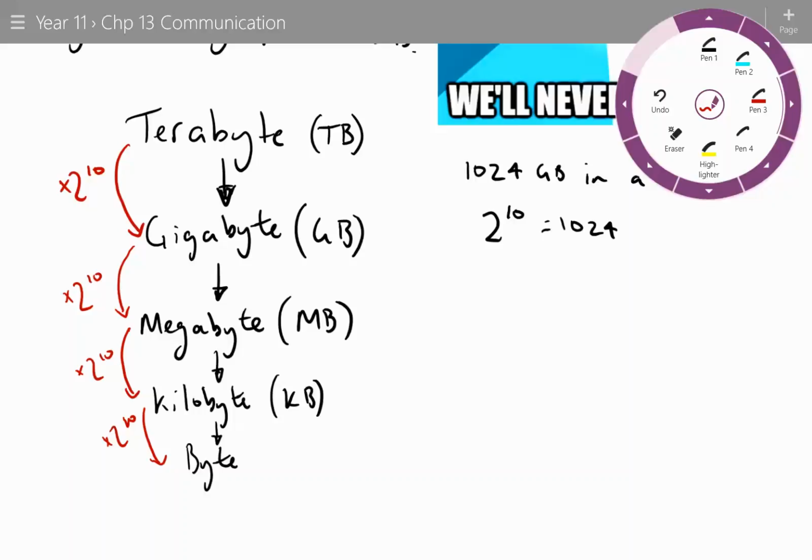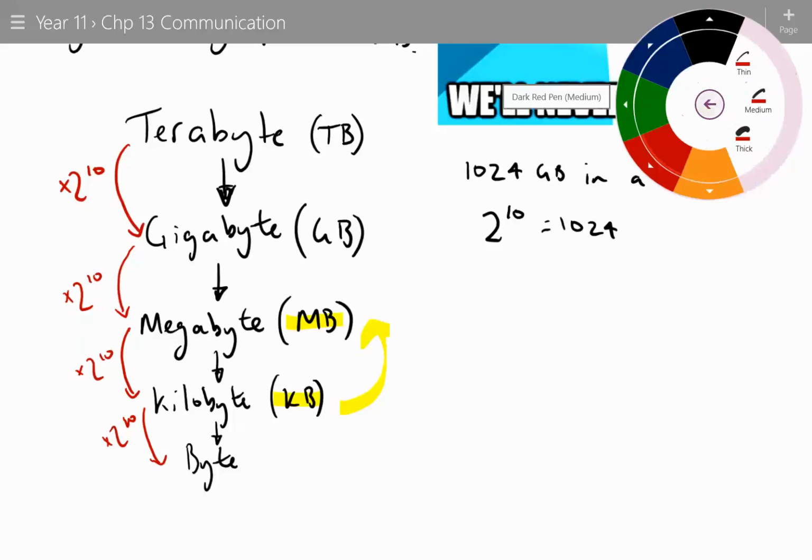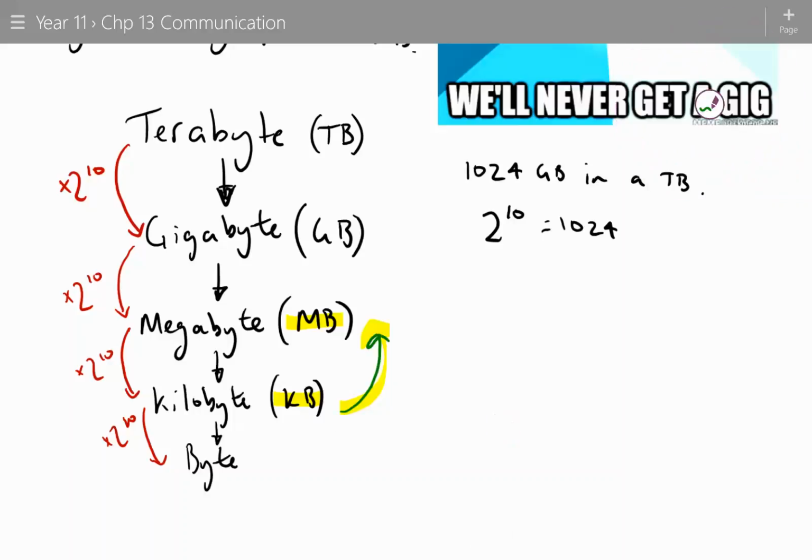Now, in a question, I might give you a kilobyte and say convert to megabytes. So we actually have to go back this way. Let's go green. What's the opposite of timesing by 2 to the power of 10 or timesing by 1024? It's dividing by 2 to the power of 10. So every time we go up, we are going to divide by 2 to the power of 10. Going from megabytes to gigabytes, divide by 2 to the power of 10, and divide by 2 to the power of 10. So all you have to remember is 2 to the power of 10. There's actually 1024. It's a multiple of 1024.